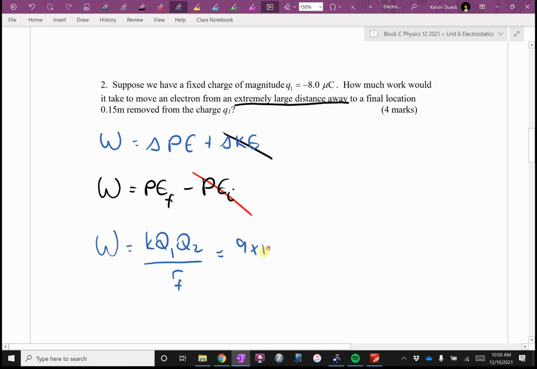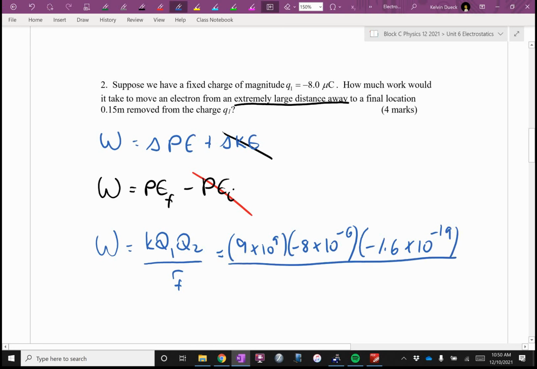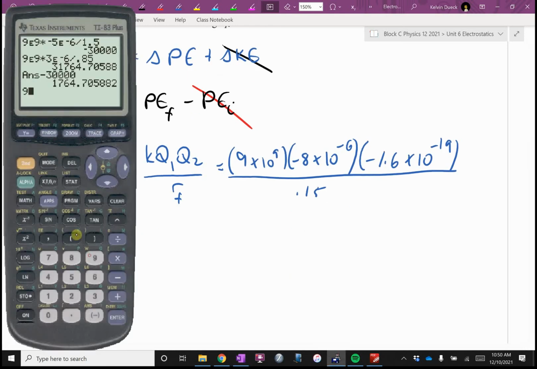It's going to be 9 times 10 to the 9th, Q1, 8 micro... Or is it? Do I put the negative in for energy or not? Oh, okay. Q2. It's an electron. All over 0.15. No idea what the answer is. Negative 8 microcoulombs times negative 1.6 coulombs divided by 0.15. Do you get 7.68 times 10 to the negative 14?